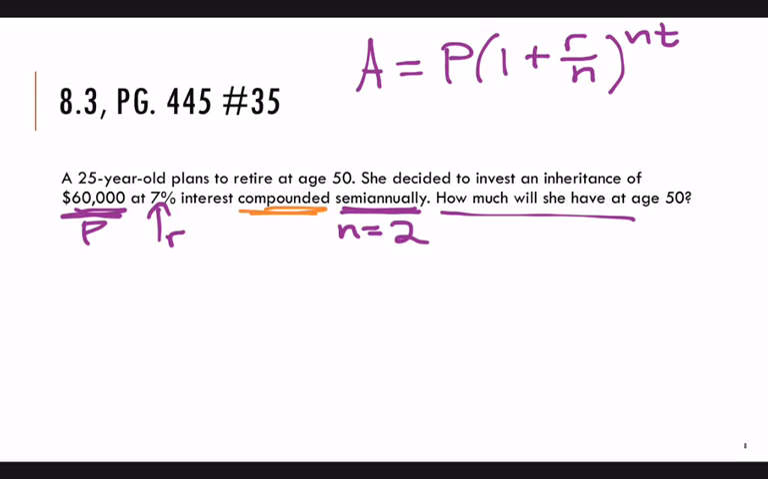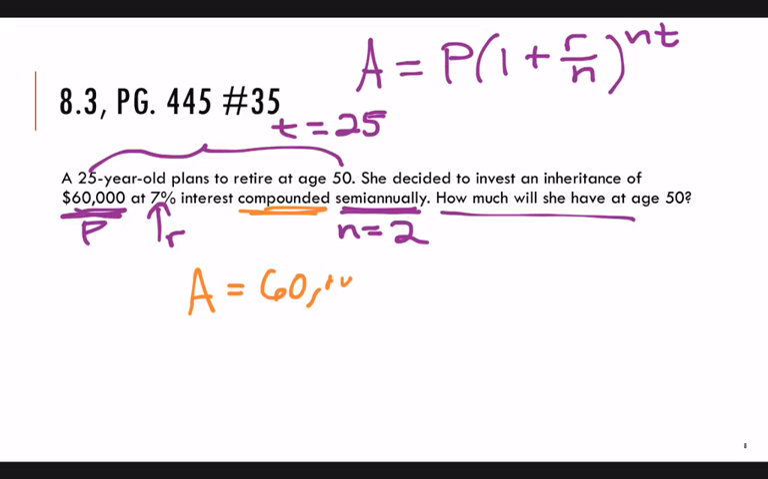And then we need the time. This one's not explicitly stated, but if she's investing at 25 years old and she wants to know how much she has at age 50, that's a difference of 25 years. So time is 25 years. Okay, so we just need to substitute those numbers into the formula and then solve.